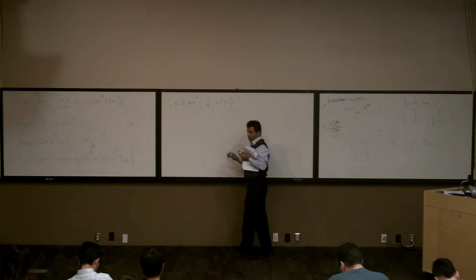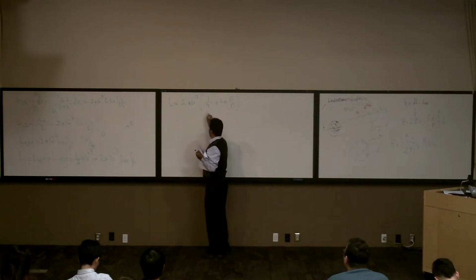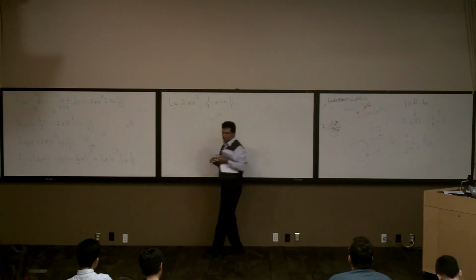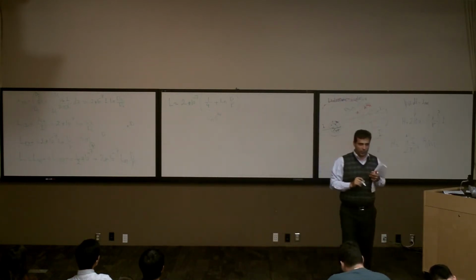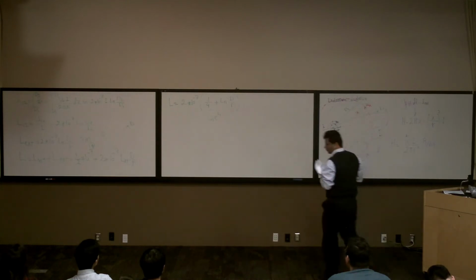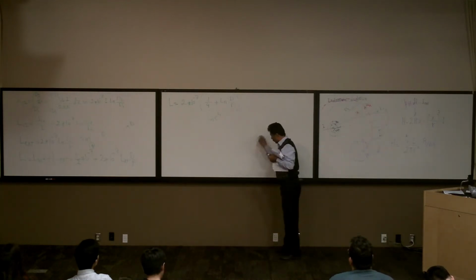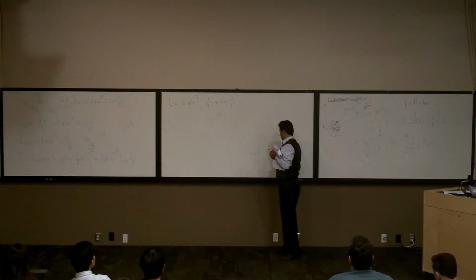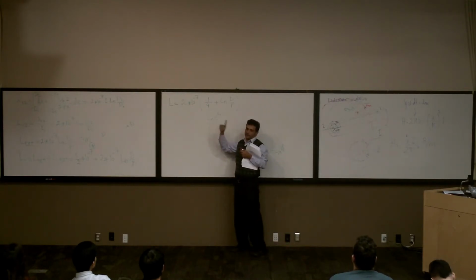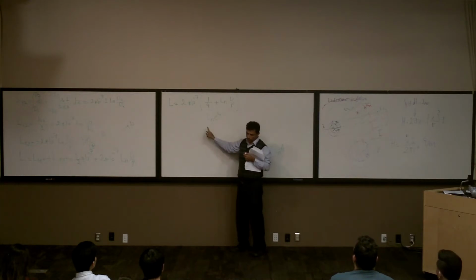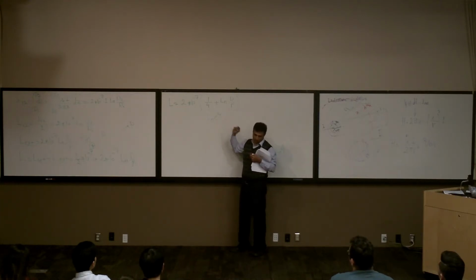1 over 4 on this one. I'm going to write it as ln of e to the power of 1 over 4. Is it correct? In general, ln of a to the power of b is equal to b ln a, right? You know this one. So this 1 over 4 comes here, ln of e is 1, and 1 over 4 times 1 is going to be 1 over 4.